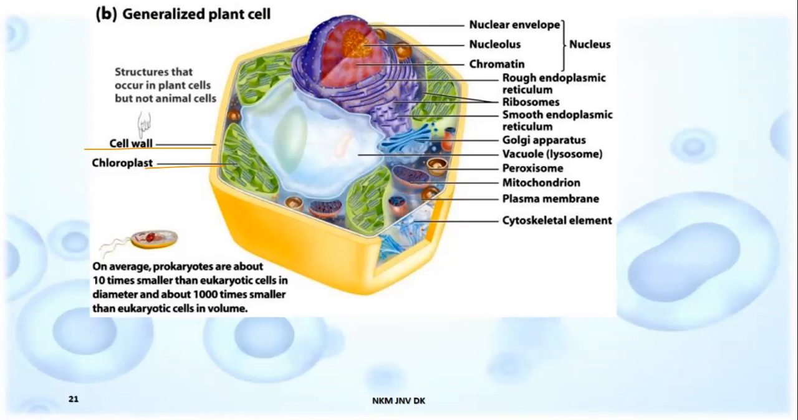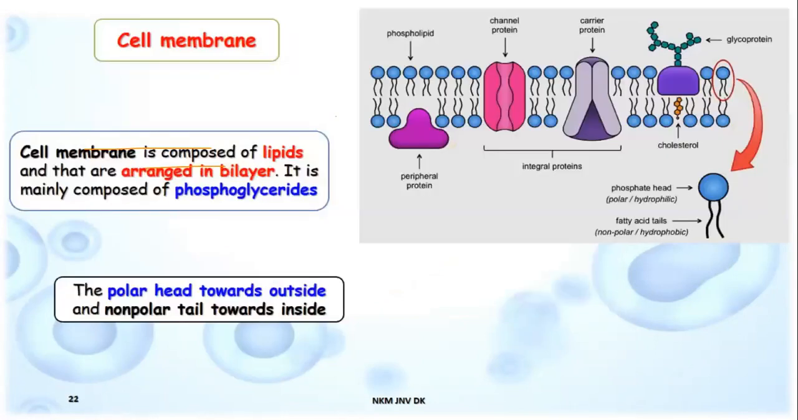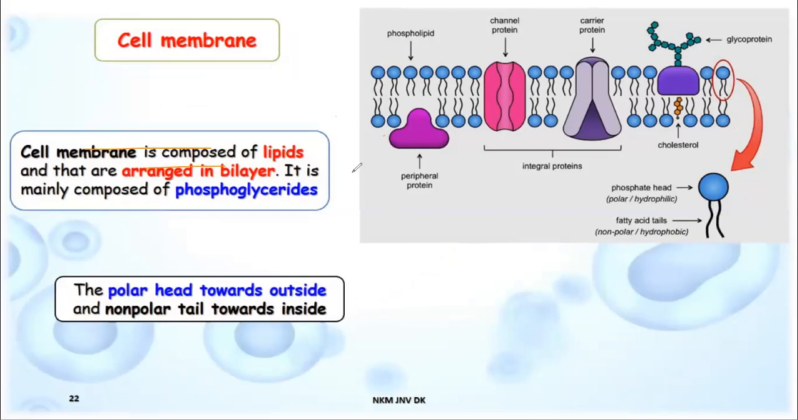Prokaryotic cells are about 10 times smaller than eukaryotic cells in diameter and about 1,000 times smaller in volume. The cell membrane is composed of lipids arranged in bilayers, mainly phosphoglycerides. You can see the common general image of the cell membrane. It is also called the fluid mosaic model.